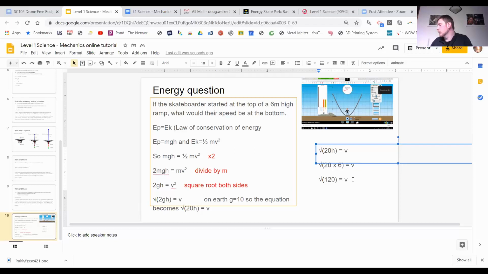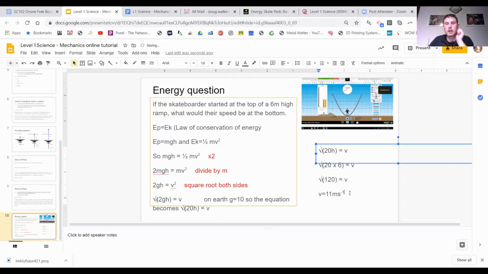Okay, and the square root of 120, we should have about 10.95. I think we'll just call that 11. And so the velocity would equal 11 meters per second at the bottom of the ramp.